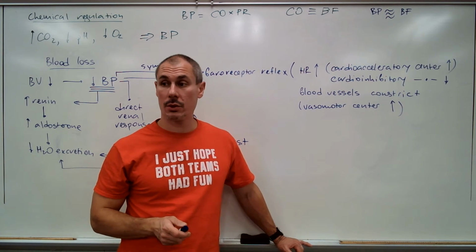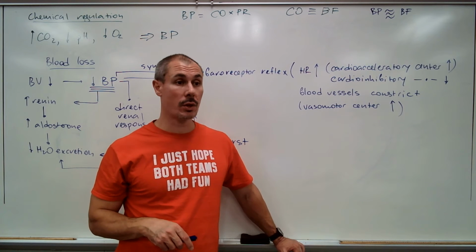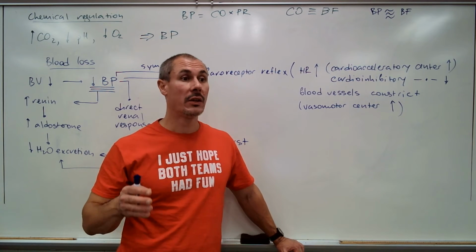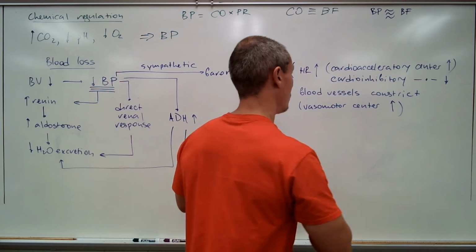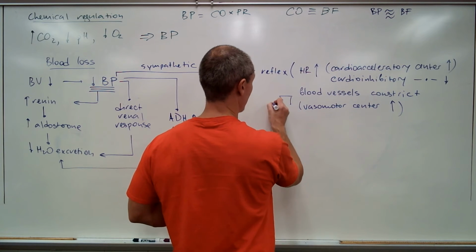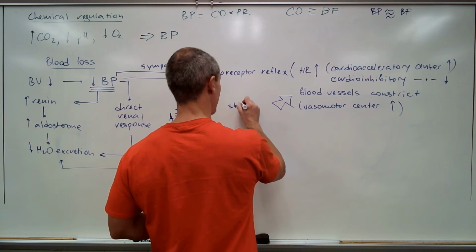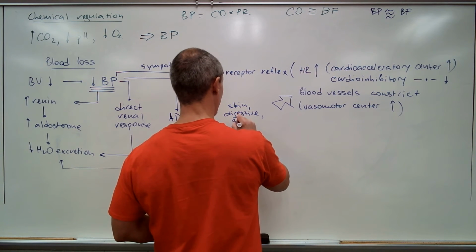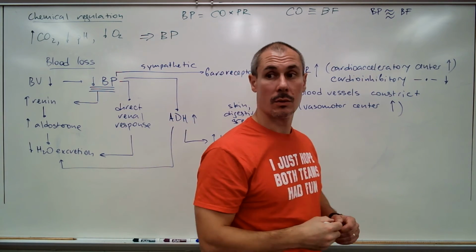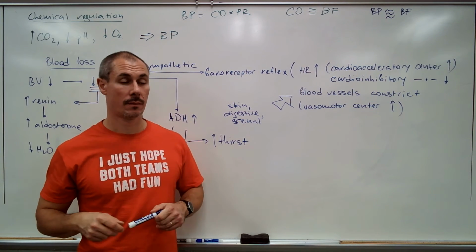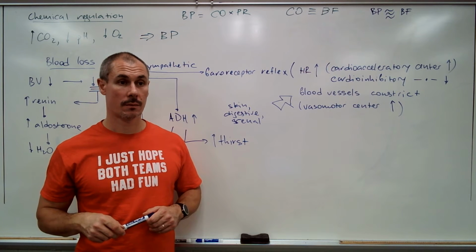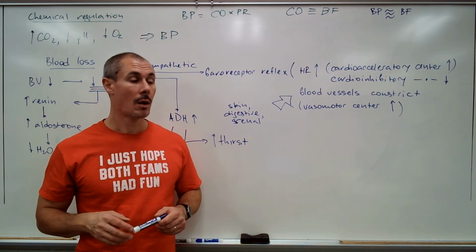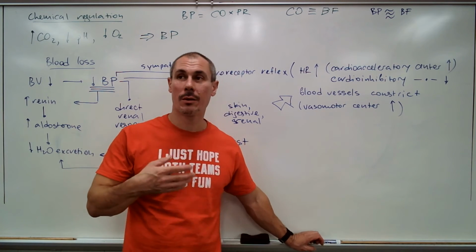Now the obvious question is, those blood vessels that are constricted, are all of them constricted? No, only the least important ones. So it's going to be blood vessels in the skin, digestive system and renal system. Makes sense, right? Good? Why are they the least important? Well, I'm kind of simplifying it.